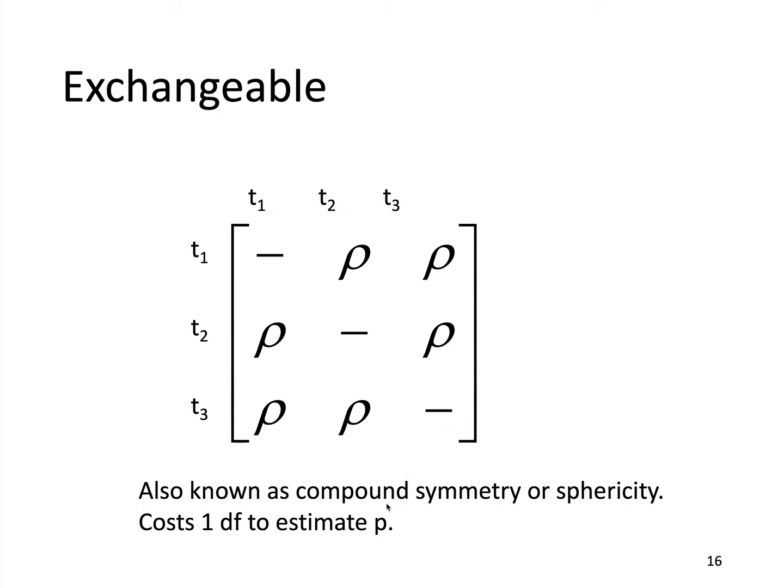Exchangeable is the basic one that we assume with most multi-level models, which is that there is a correlation. There's no subscripts here. There's just a correlation that reasonably represents the relationship between all of the variables. So this is also known as compound symmetry, and there's only one degree of freedom here. We're only estimating one parameter, which is the correlation.